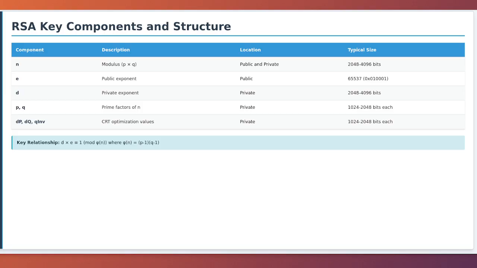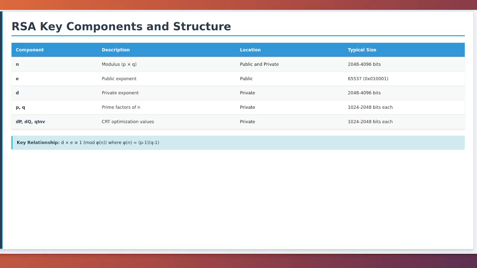The value e is called the public exponent, and it is usually a small number, such as 65537, which is written as beginning with 0x01 and ending with 01 in hexadecimal. The reason 65537 is so popular is that only two of its bits are set to 1, which makes the exponentiation operation faster while still maintaining security.